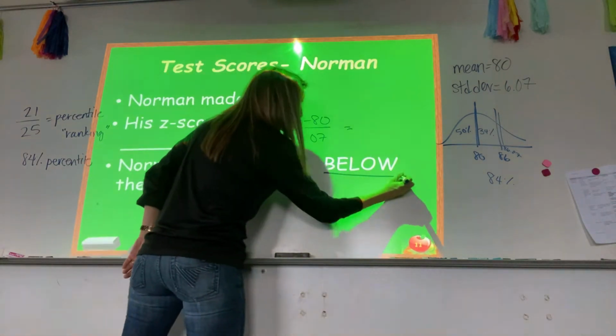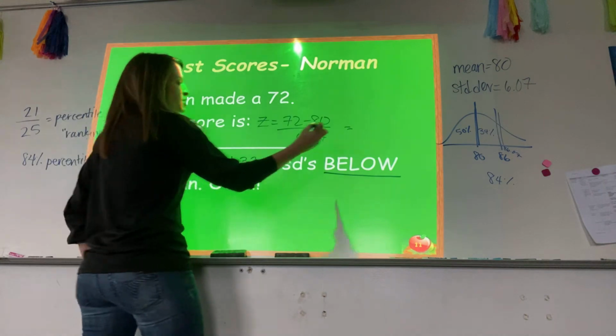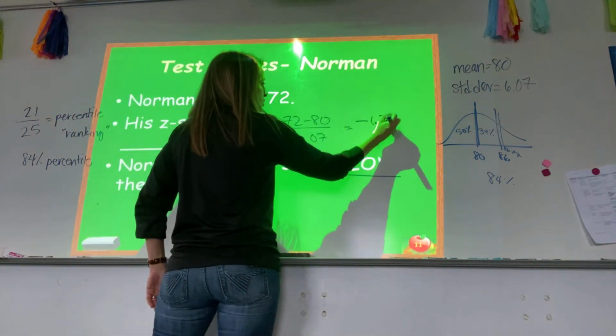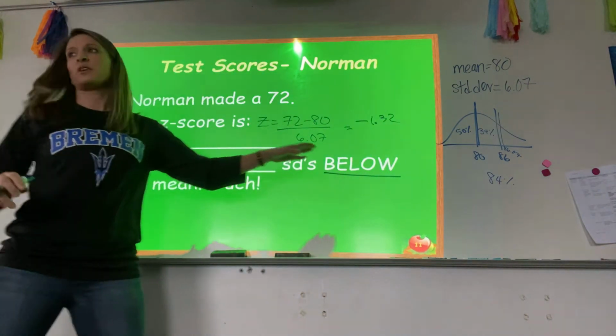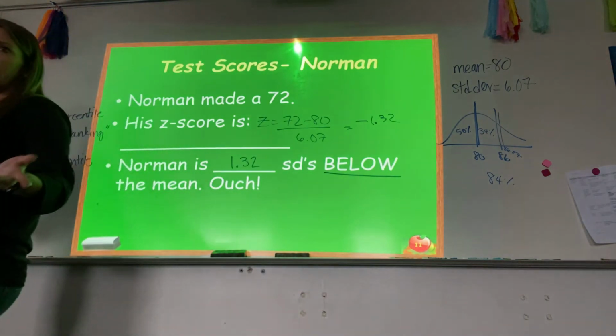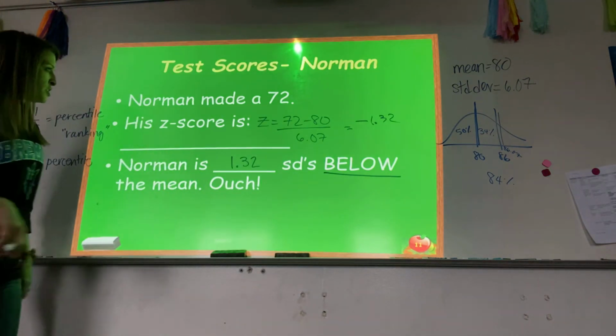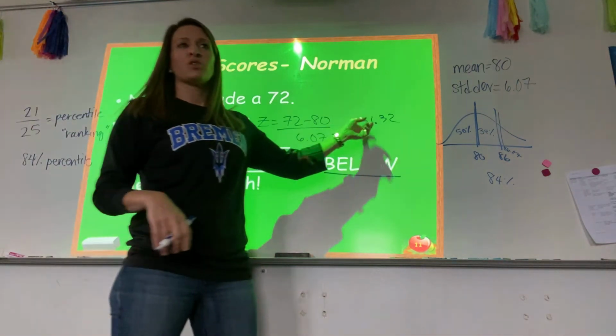1.32 below the mean. So his Z-score came out to be a negative 1.32. I did not write the negative right here just because I wrote the word below, so I didn't have to write the negative. So he did really terrible. I want to know what his percentile is.